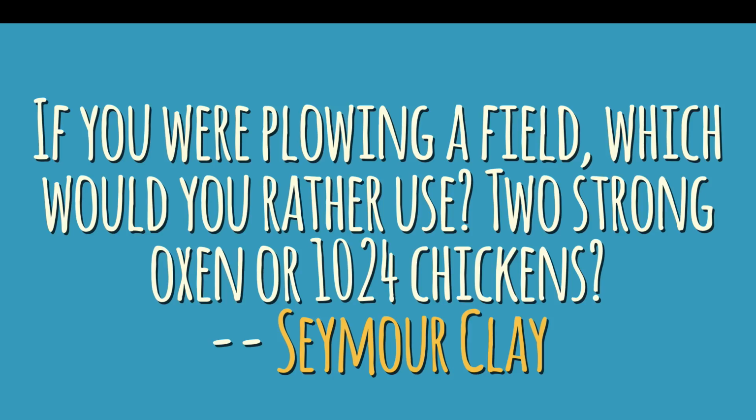This is a quote I really love. It's by Seymour Cray, supercomputer genius. If you were plowing a field, which would you rather use: two strong oxen or 1,024 chickens? Anybody? Heck yeah, I love chickens. And there's a point to that, right?